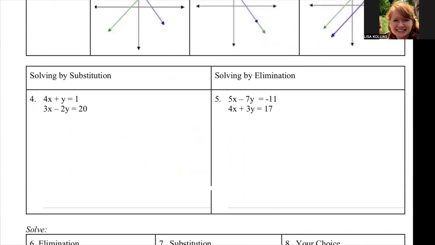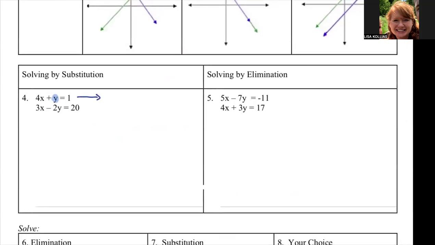For substitution, it's easiest to solve when you have just a variable where you don't have to do any division or there are going to be messy fractions. So we just have a y. The coefficient in front is 1. That's perfect. So I'm going to go ahead and isolate this y. That's my first step. So for substitution, I'm going to isolate one of the variables. So all I have to do is subtract 4x and that y is isolated.